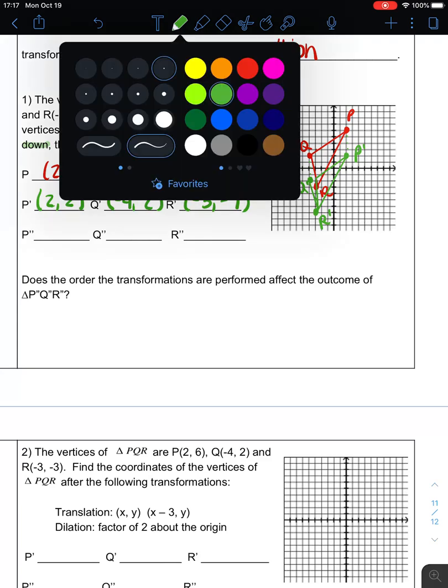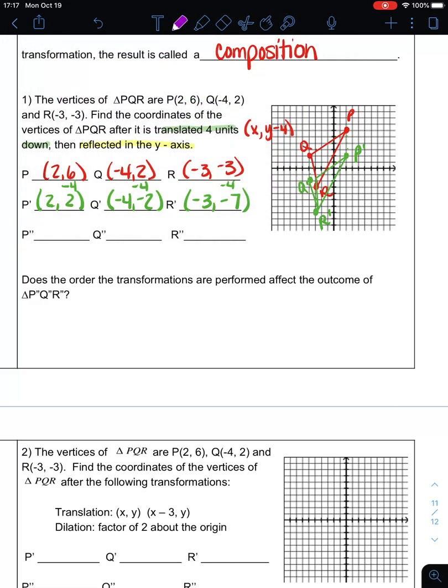Okay, now I want to reflect in the y-axis. Remember, when we reflect across the y-axis, we're changing horizontally, like moving your hand horizontally as if you're flipping it across the y-axis. When you flip across the y-axis, the x value changes. So we're going to change our x values but keep our y values the same. So it would be -2, 2, then 4, -2, and 3, -7.